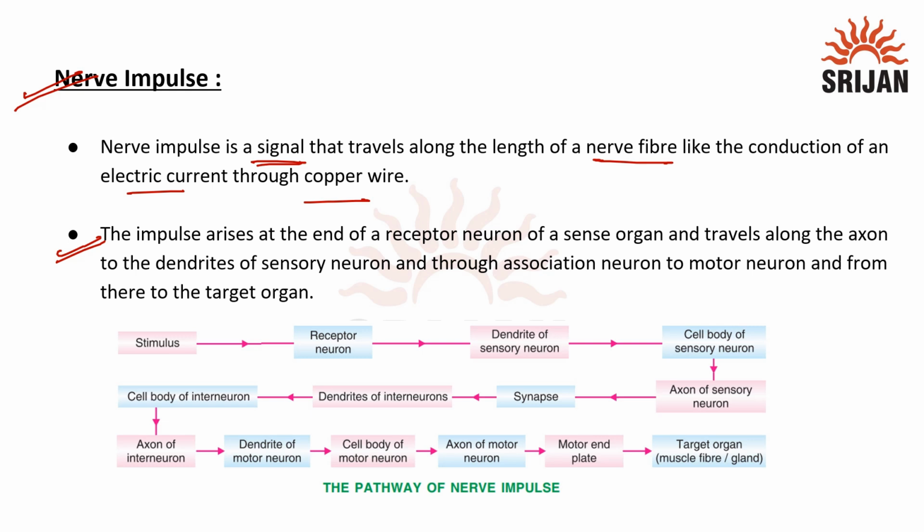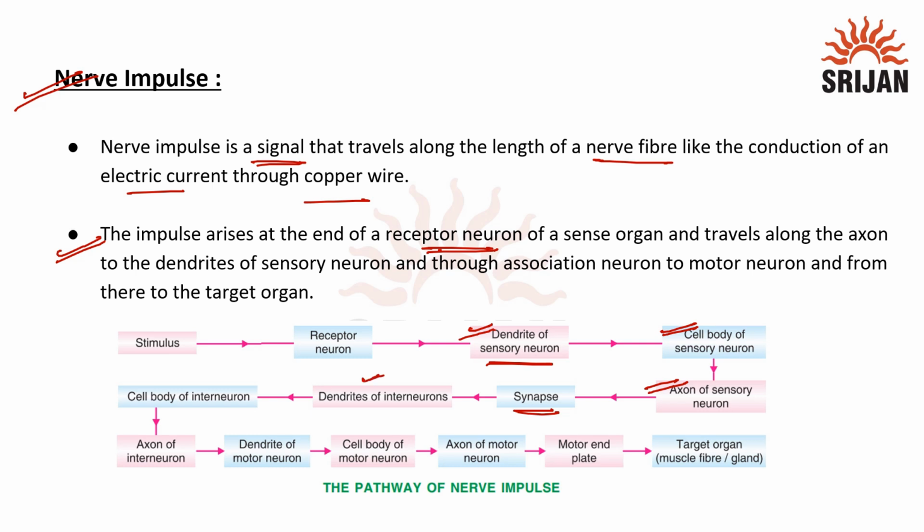The nerve impulse arises at the receptor neuron. The end of the receptor neuron is responsible for producing this nerve impulse. From this end of the receptor neuron, it moves towards the sensory neuron, and the first part of the sensory neuron is the dendrite, after that the cell body, and then the axon. Here one neuron ends, then you have a synapse. From the synapse, the electrical impulse jumps to the next neuron.